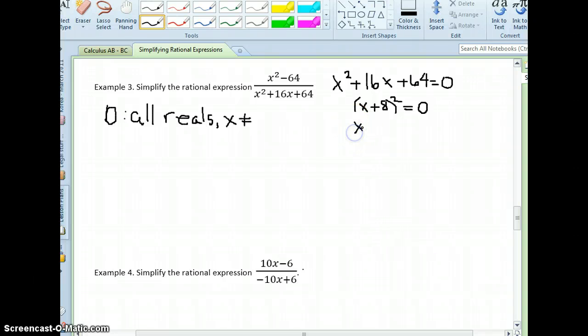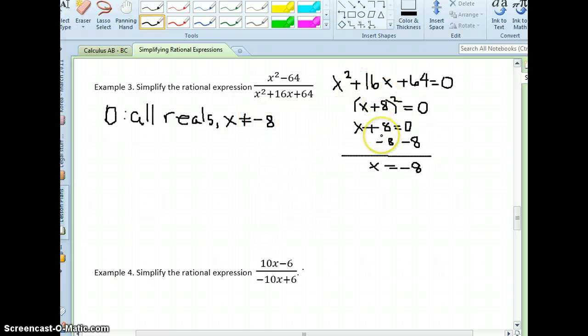Each factor gets set equal to 0. So since x plus 8 is just repeated, I'm only going to write it once. But you could write x plus 8 equals 0 or x plus 8 equals 0 if they happen to be two different factors. But since they're the same, I'm just going to write it once. Subtract 8 from both sides, and I have x equals negative 8. That's the one that I want to leave out. So that number goes in here. So the domain is all real numbers except x is not equal to negative 8.